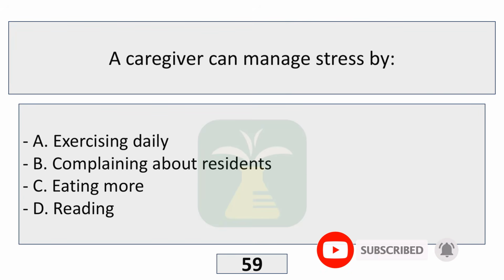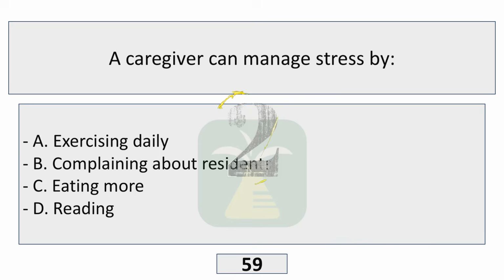A caregiver can manage stress by A. Exercising daily. B. Complaining about residents. C. Eating more. D. Reading. Correct answer: A. Exercising daily. Exercise reduces stress hormones.